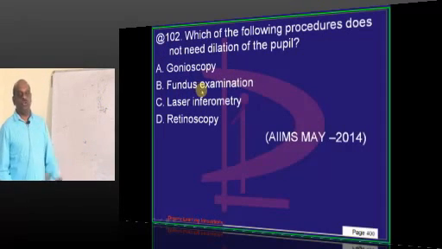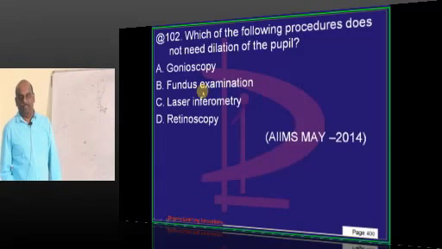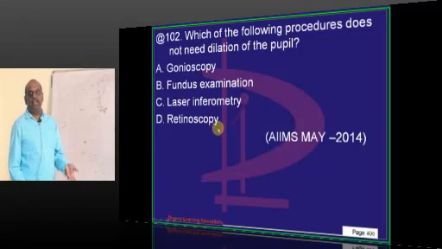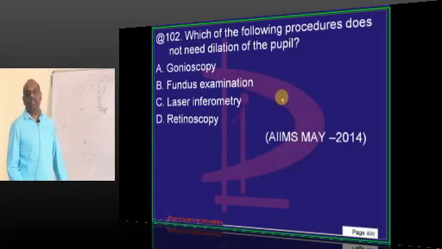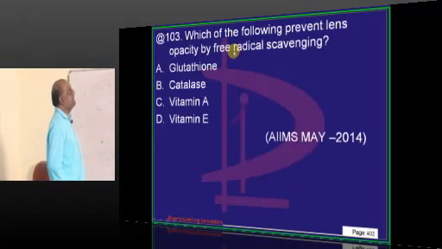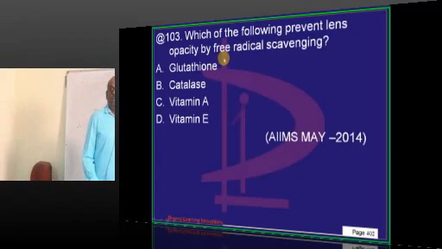During gonioscopy, there is no need of dilatation of pupil. To do gonioscopy, you are looking at the angle. Why do you need to dilate? Whereas for fundus, for laser interferometry, for retinoscopy, for all of them pupillary dilatation is required.